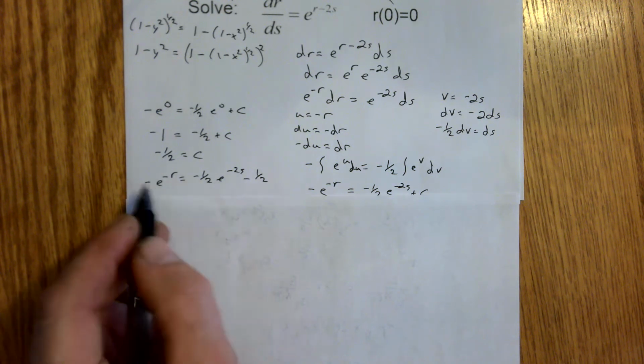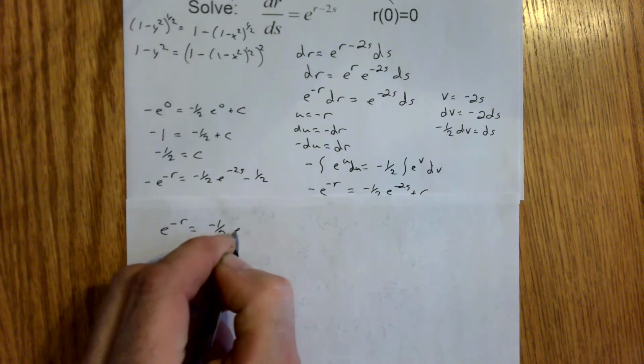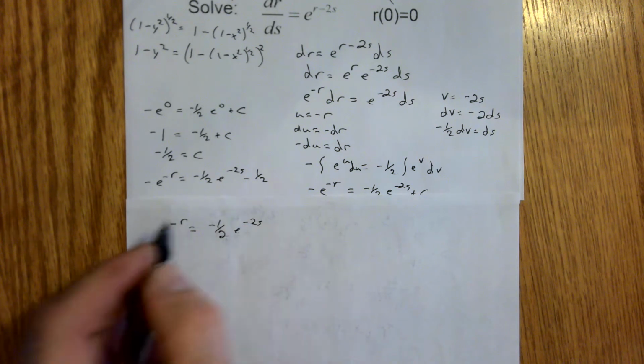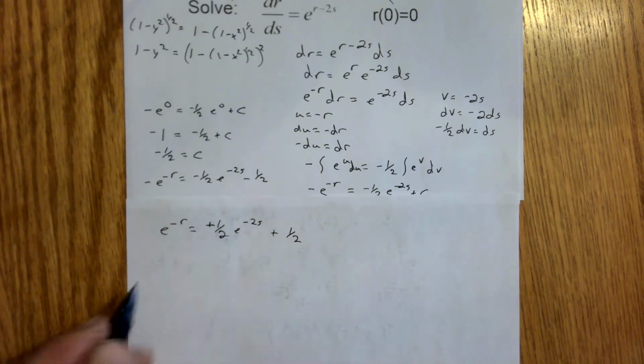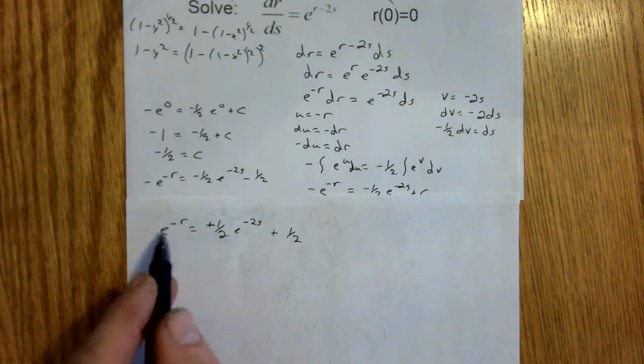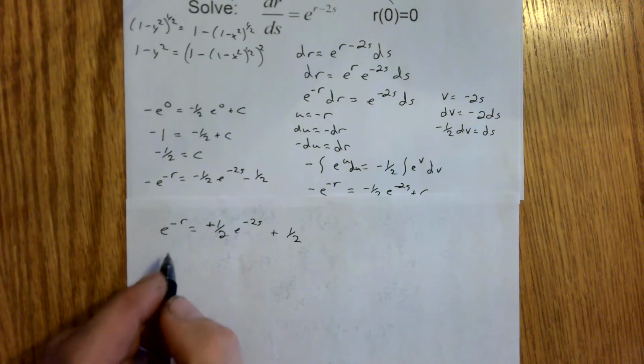So let's go ahead and solve for r there. I'm going to divide by my -1. So I have e to the negative r equals a -1/2 e to the negative 2s. Oh, divide by negative, that's going to be a positive, isn't it? Plus 1/2.